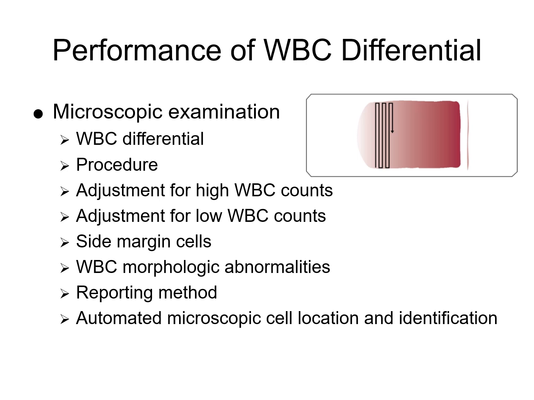The modern hematology analyzers can automatically locate and identify cells on blood smears using digital imaging and software algorithms, which can enhance speed and accuracy of differentials while reducing manual workload.